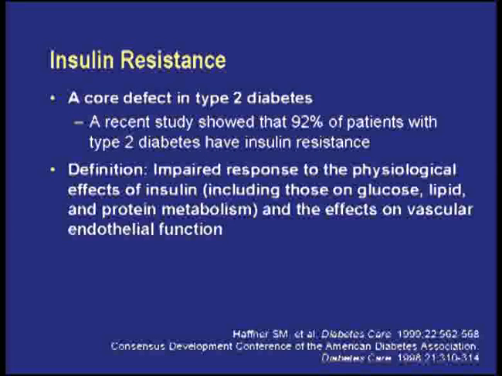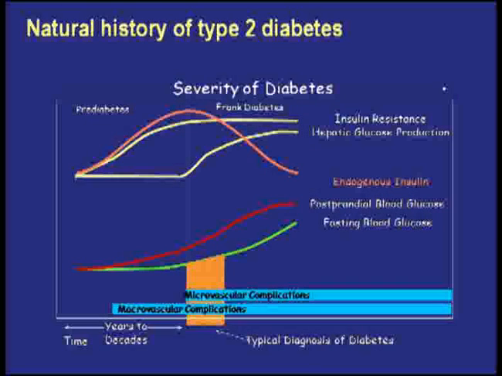Insulin resistance is a core defect in type 2 diabetes, and a recent study shows that 92% of patients with type 2 diabetes have insulin resistance. As we know, it is the impaired response to the physiological effect of insulin on glucose, lipid and protein metabolism, and this starts much before the development of diabetes, and it has all its consequences in hypertensive patients.